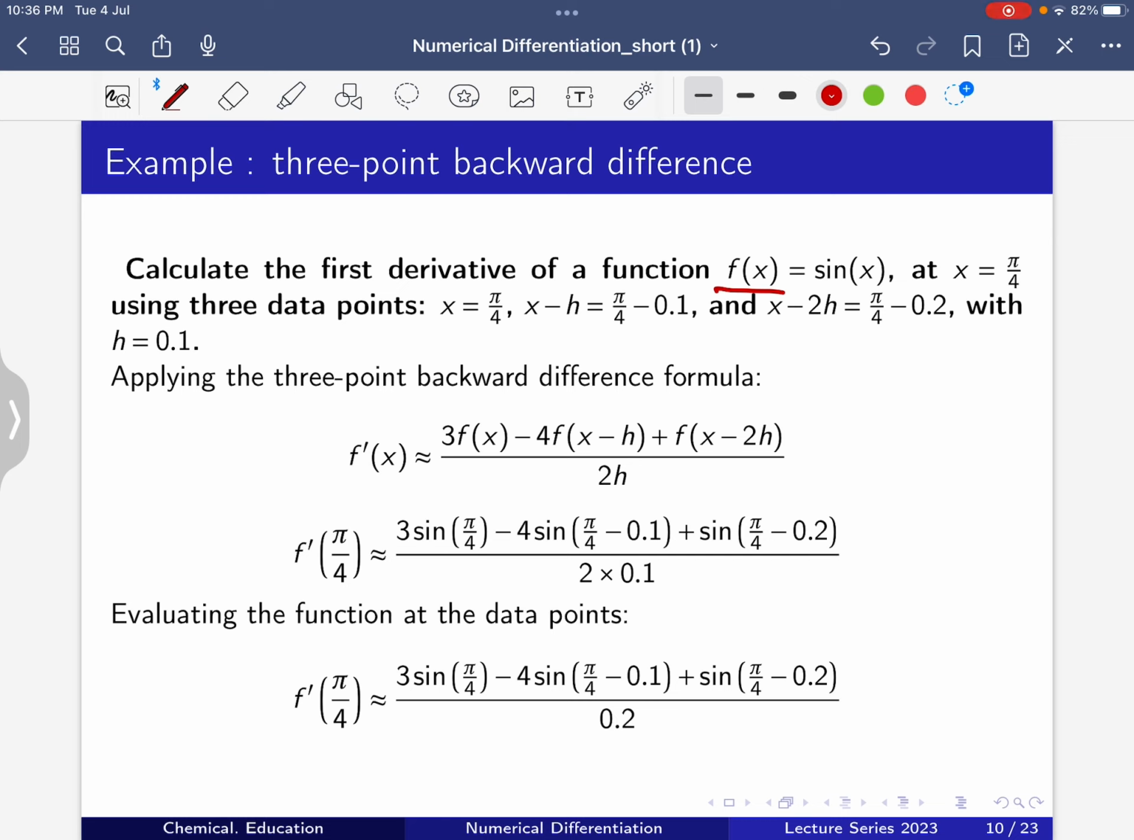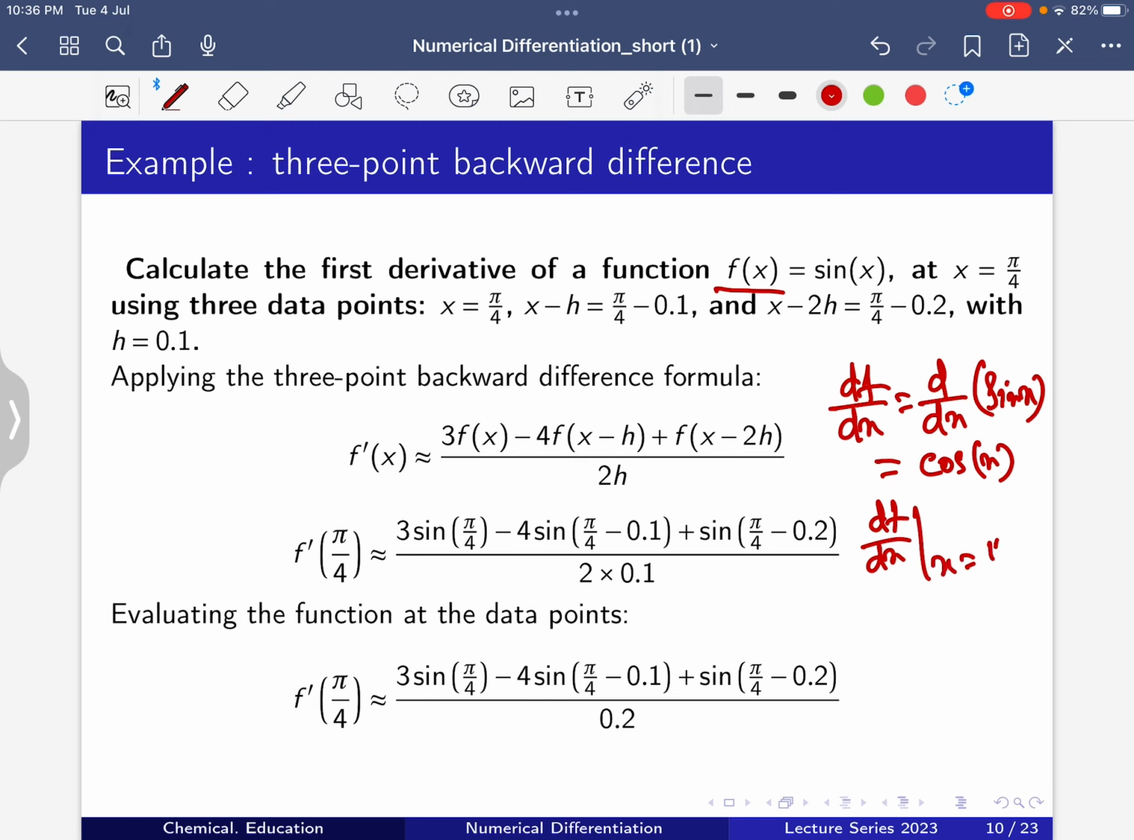So at x = pi/4, what will be the first derivative of sin x? Analytically we can do the differentiation. df/dx is d/dx of sin x, which will be cos x. Now df/dx at x = pi/4 is cos pi/4, which gives 0.707, something like that.